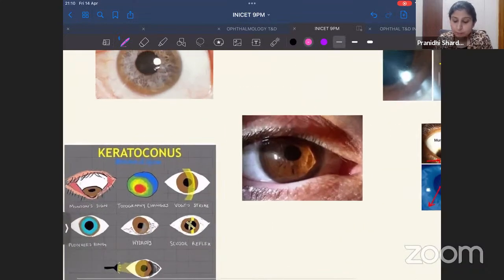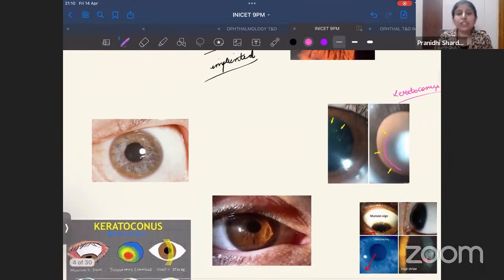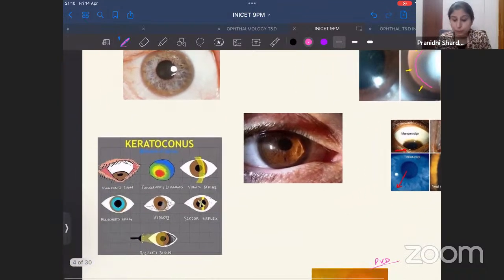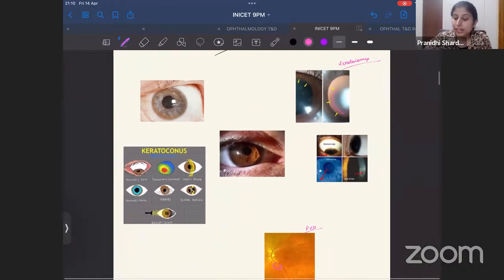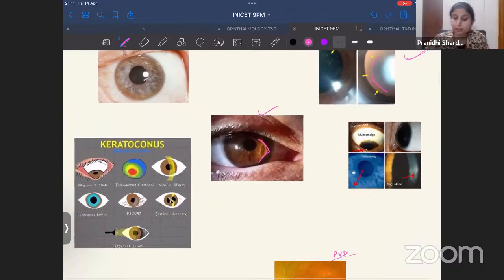Now a quick look, because we added the Fleischer ring, so I am giving you a few images about keratoconus. Besides the Fleischer ring, another sign is known by the name of Rizzuti sign. Whenever we shine a bright pen torch light from the temporal side of the patient, we can see a conical projection on the nasal side, known as Rizzuti sign.